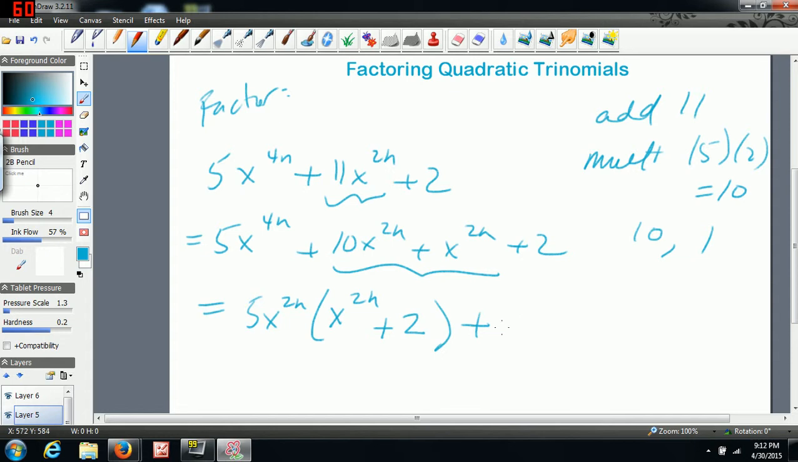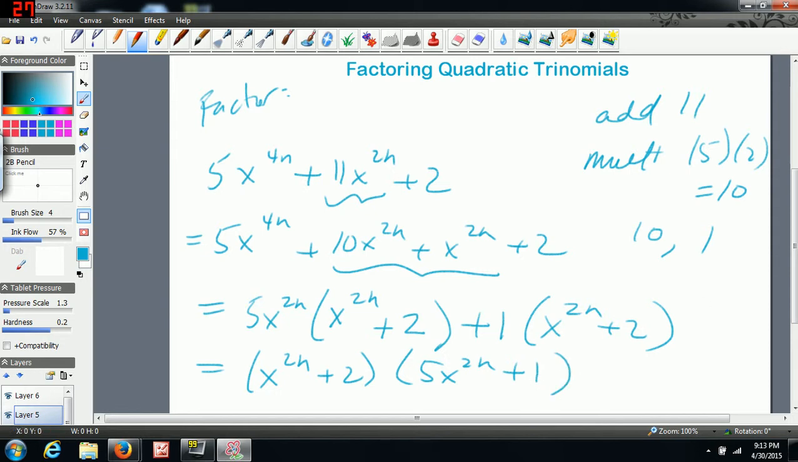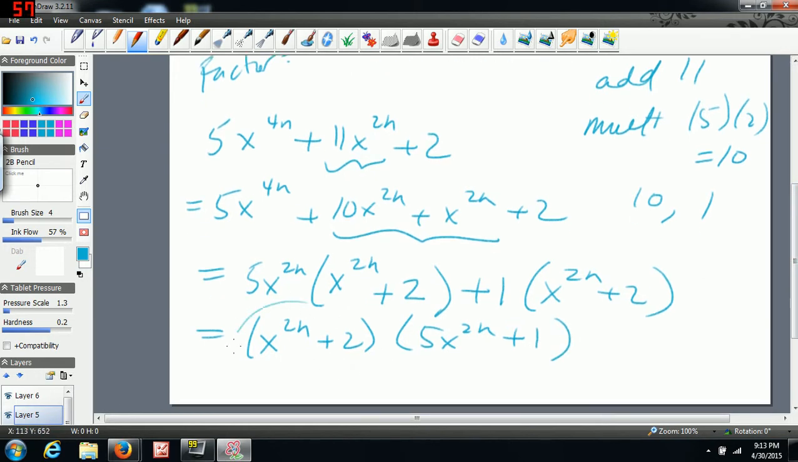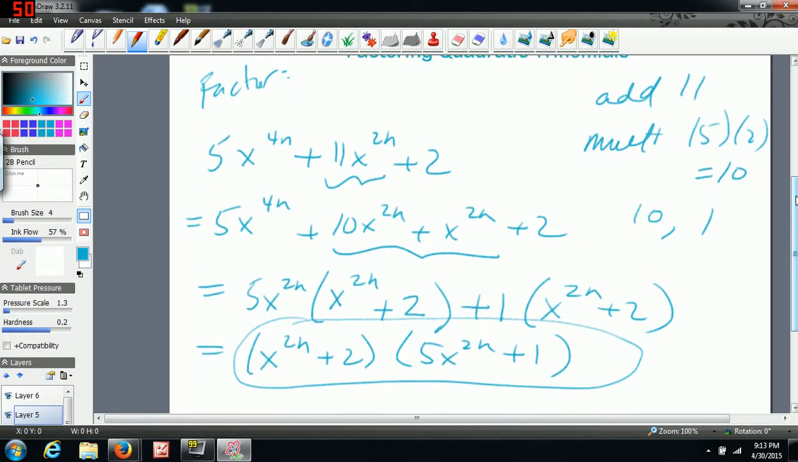And then over here I could just factor out a 1, and that's going to give me x to the 2n plus 2 over there. And at that point we could take out x to the 2n plus 2, and we're left with 5x to the 2n plus 1. So that would be our final answer. Okay, so again, there are so many different examples, and it's just a matter of trying them, really.